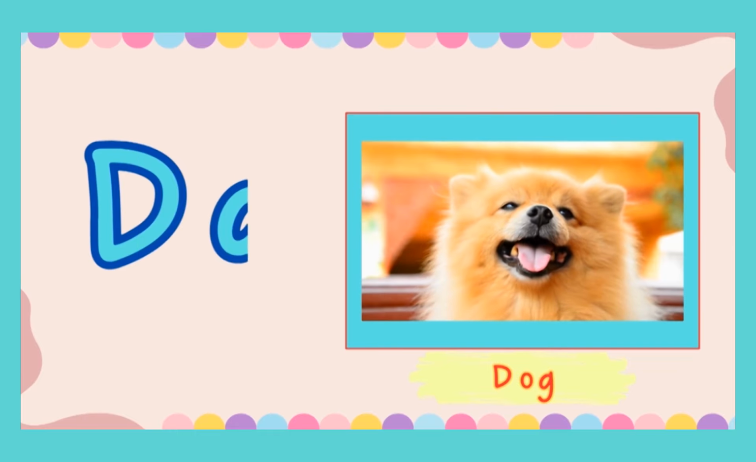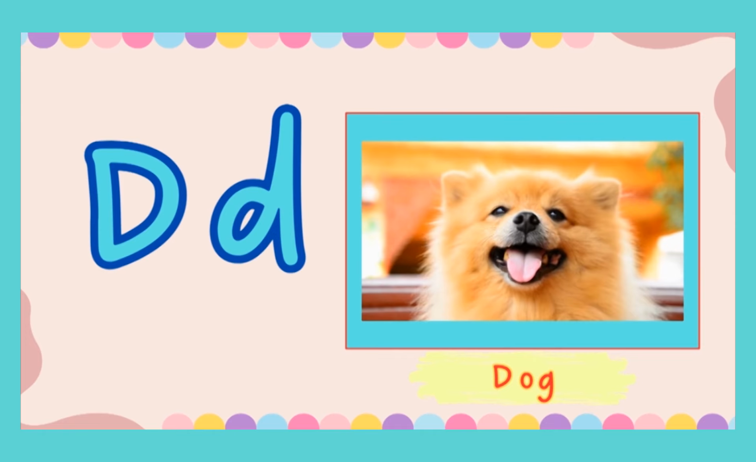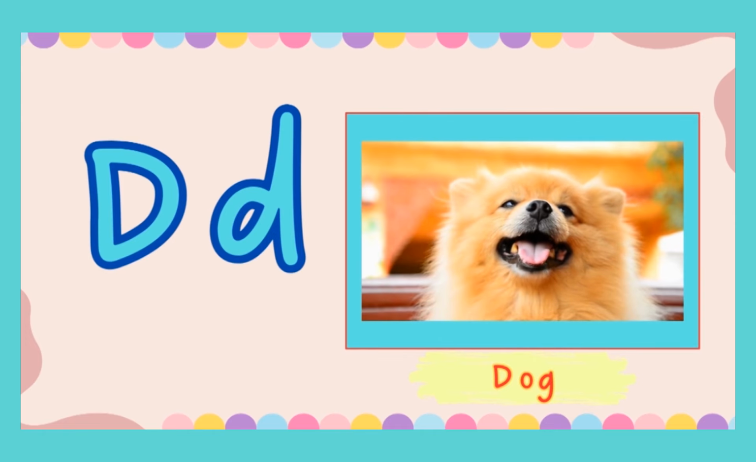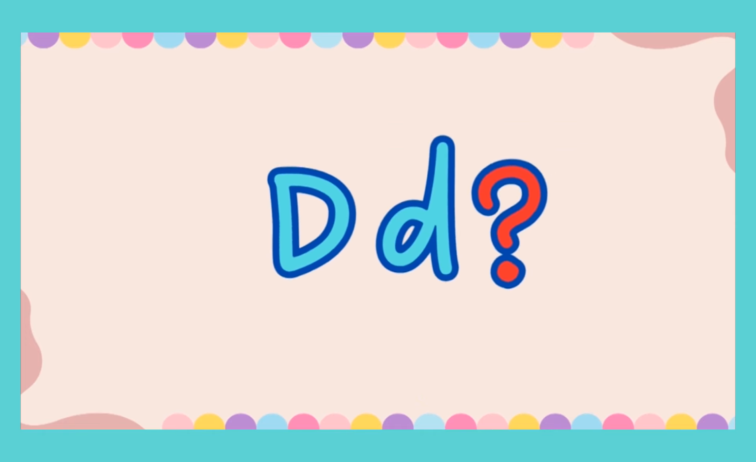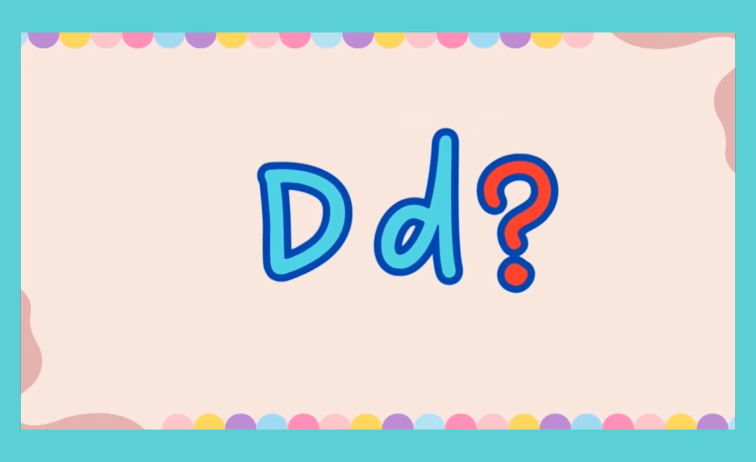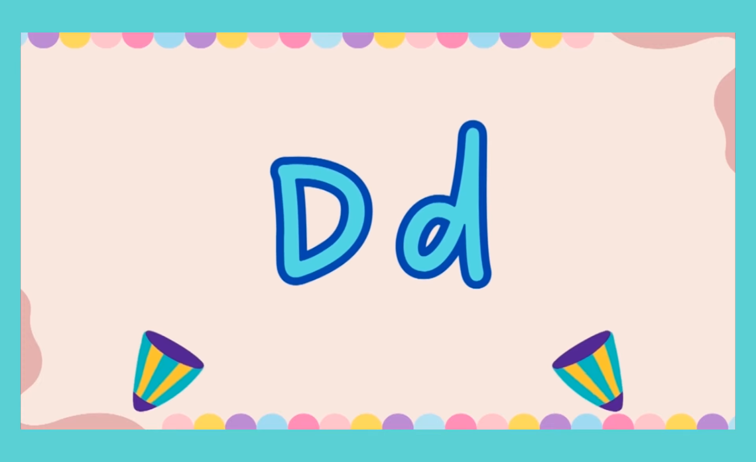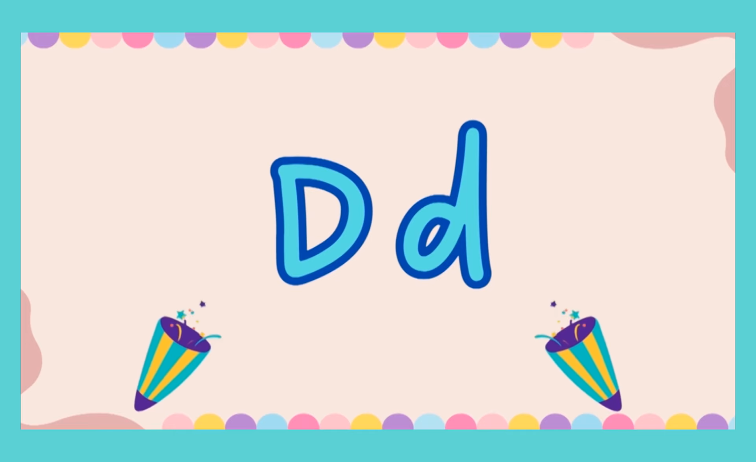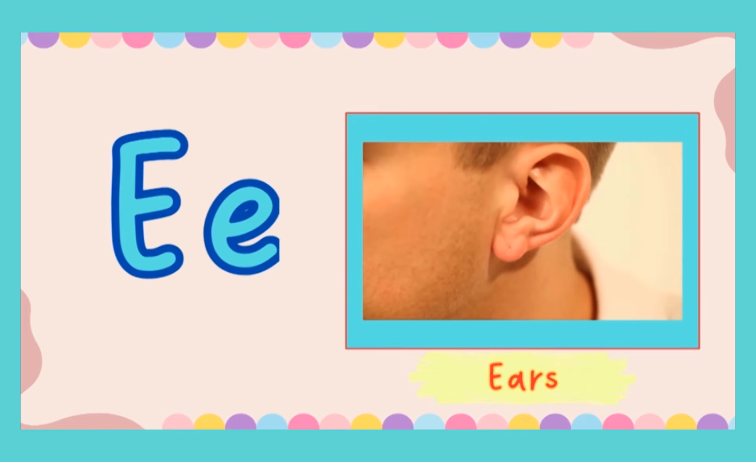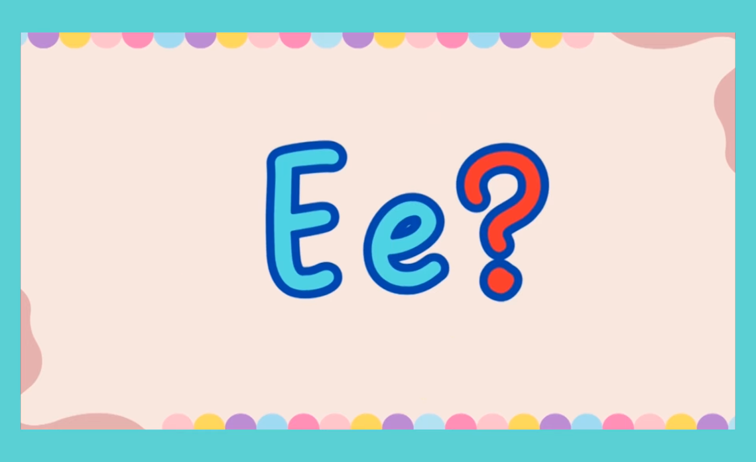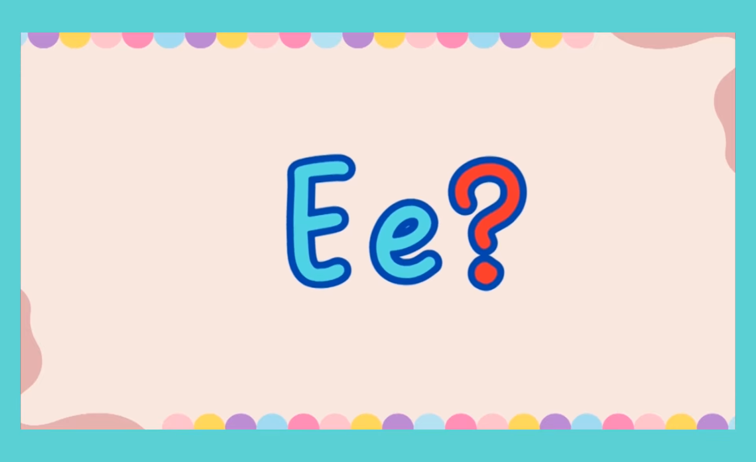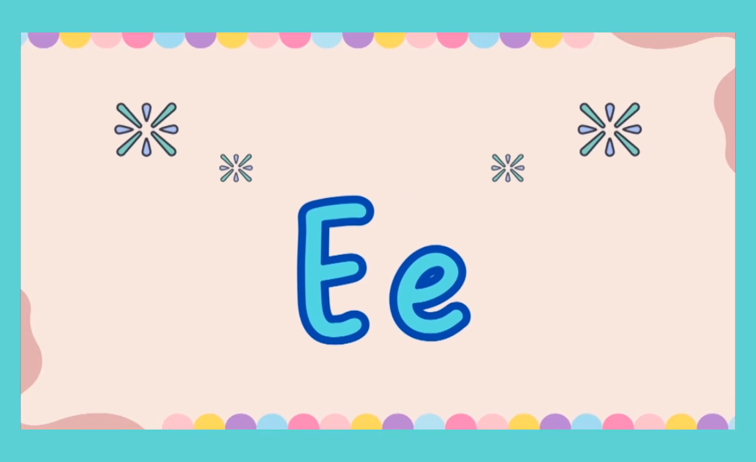This is letter D. D is for dog. What letter is this? D, very good. This is letter E. E is for ears. What letter is this? Very good.